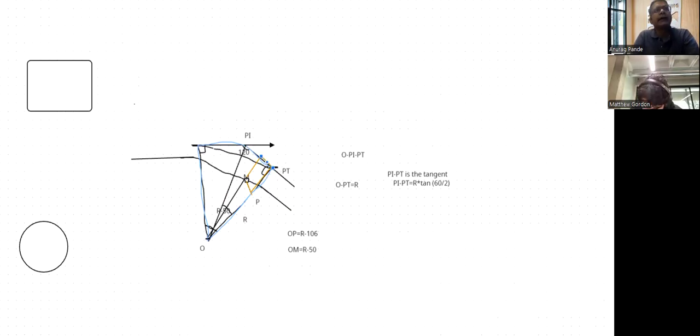So I know it doesn't look like a rectangle, but this is a rectangle because MP is perpendicular on O to PT, and obviously the radius and the tangent should have a 90-degree angle. So this is a rectangle. If you think about this rectangle, you should be able to at least figure out MP in terms of R.